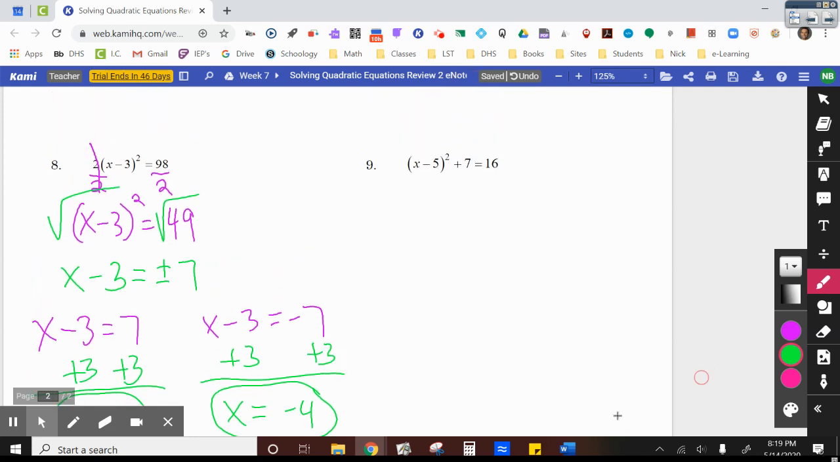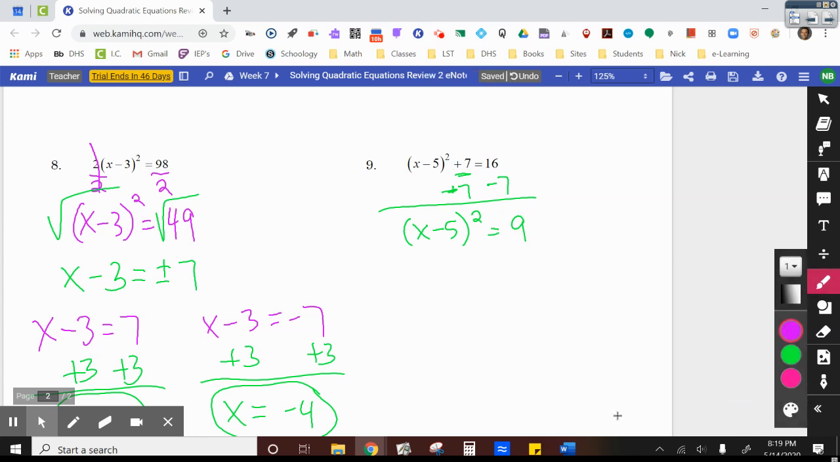All right, last one here. We have (x minus 5) squared plus 7 is equal to 16. Again, my quadratic term is not isolated. So I have to get it isolated by moving the 7. Since this is a positive 7, I need to subtract 7 from both sides. And now we get (x minus 5) squared equals, well, 16 minus 7 is 9.